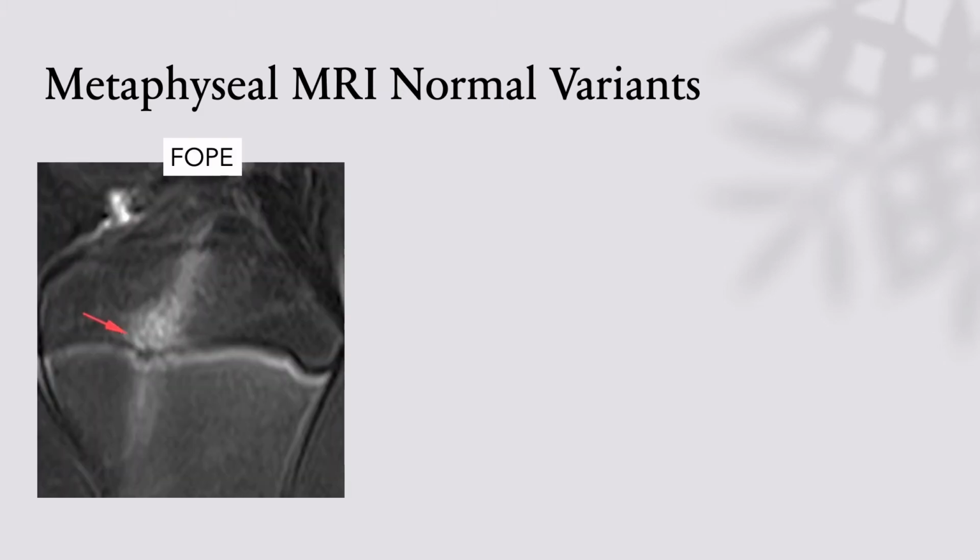Now, another thing about the metaphyses, when you look at them on MRI, it's very important to remember that there are a lot of metaphyseal variants. So you can have bone edema on both sides of the metaphyses as the metaphyses are fusing. And if there's no pain in those areas, then this is simply what we call a FOP zone, or a focal periphyseal edema pattern.